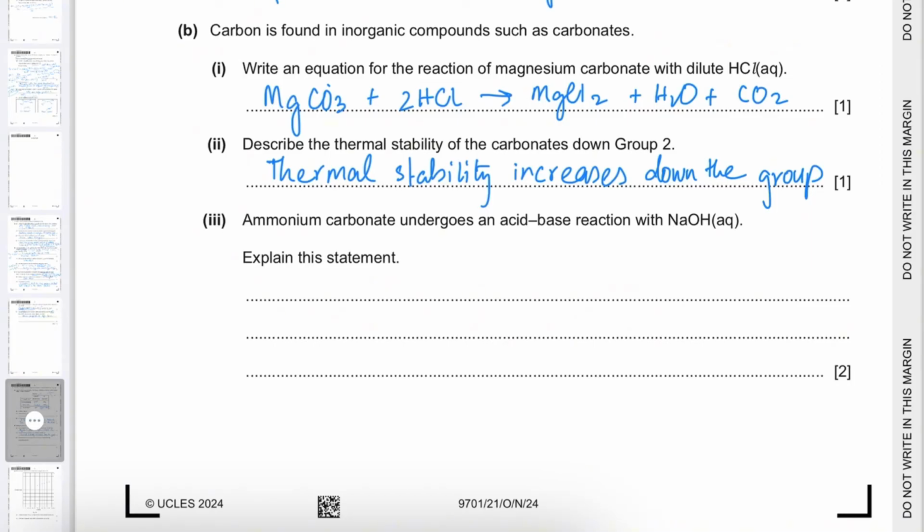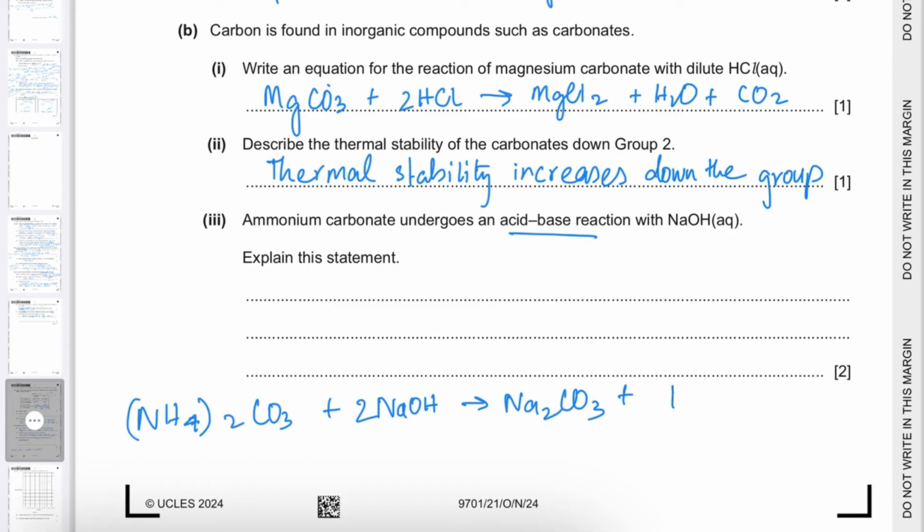For group 2 carbonates, ammonium carbonate undergoes an acid-base reaction with sodium hydroxide. Explain this statement. Let me start by writing the equation for this reaction. You have ammonium carbonate, which will react with sodium hydroxide to produce sodium carbonate. So that's 2 sodium atoms as well as water molecules and ammonia. You have 2 ammonia, 8, 10 hydrogen atoms, 6 are here, so that's 4 over here, right?